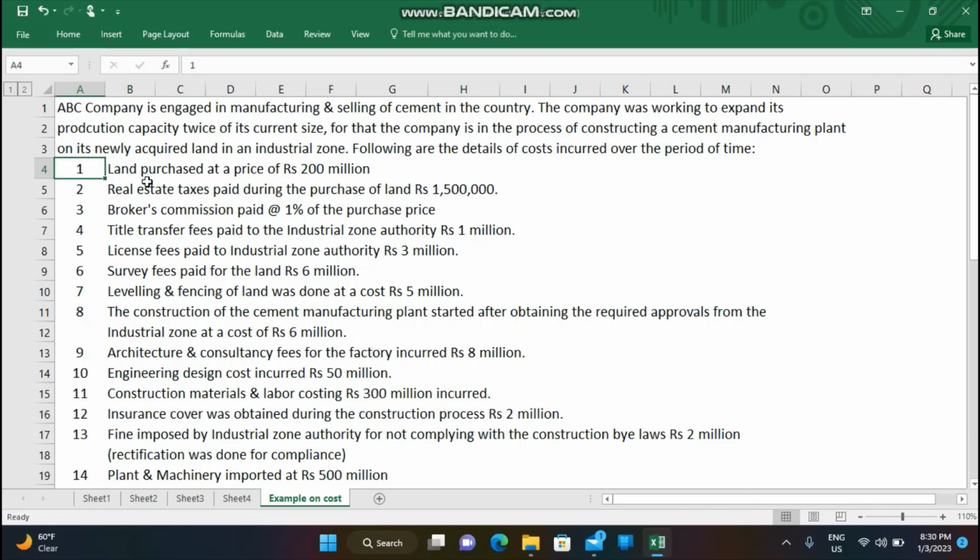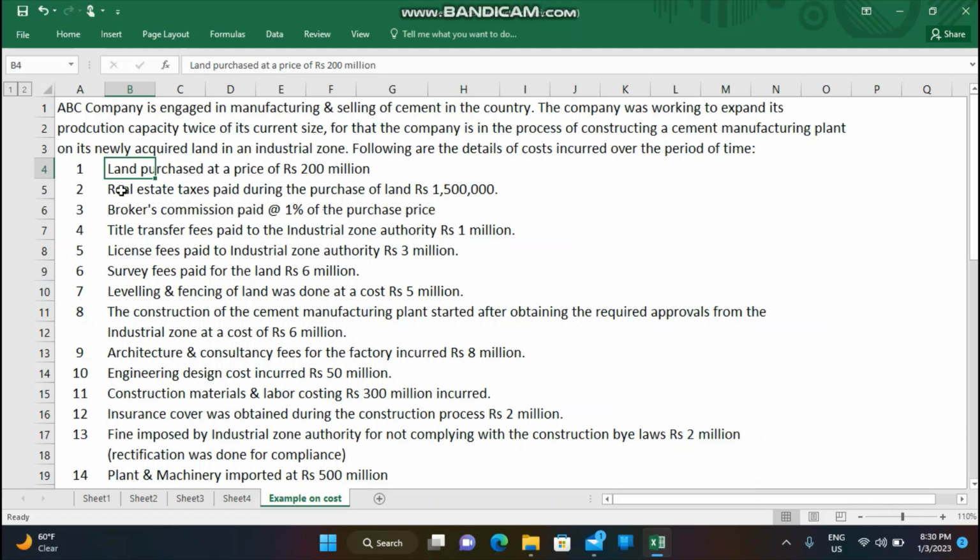So as we just said, there will be three categories of fixed assets here in this example. First will be the land, second will be the factory building, third will be plant and machinery. So now let's segregate and bucketize all these transactions into these three categories.